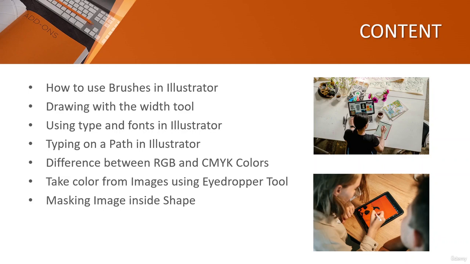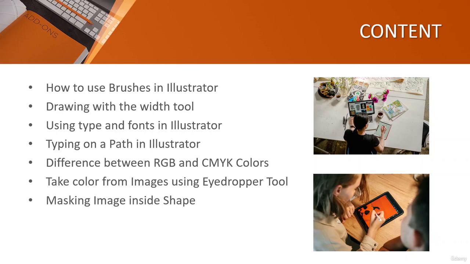And after that, I'll also show you the usage of the eyedropper tool. What is the basic thing we can do with the eyedropper tool? Take out color from one place to another. And lastly, I'll show you masking inside a shape. Okay, so I'll be masking an image inside a shape, so I'll be showing you guys different options in that as well.